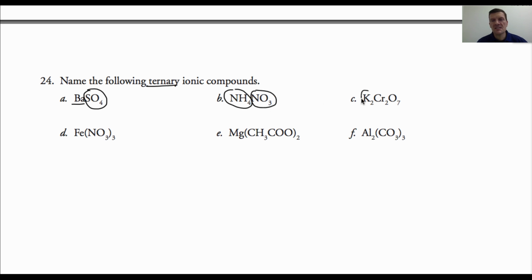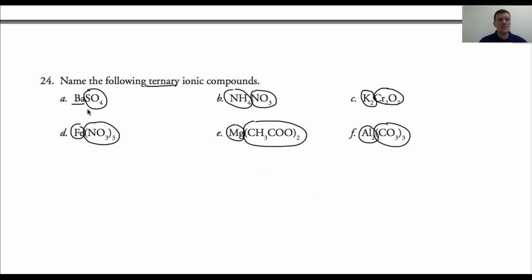Here is potassium. We need to recognize that as a metal. So the rest of it is our polyatomic ion. Fe, there's your metal. So the rest of it is your polyatomic ion. Magnesium, metal. All of this is your polyatomic ion. Aluminum is your metal. There's your polyatomic ion. Let's name them.